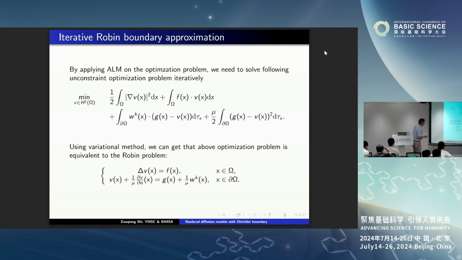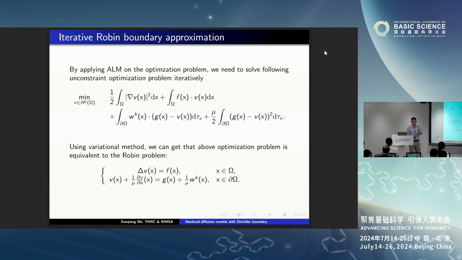Okay, if we use a standard variational approach, this optimization problem can be rewritten into this PDE model. It is also a Poisson equation with Robin boundary condition, which means that in each step, we need to solve this Robin problem.